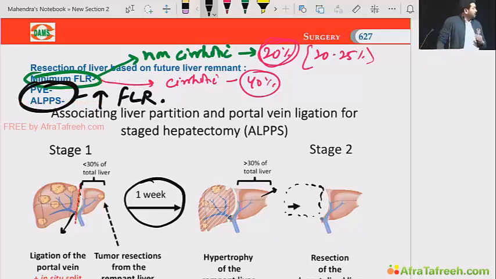If you do a portal vein embolization, you get the sufficient FLR in 3 to 4 weeks. In ALPPS, you get that in 1 week. So that is the main advantage. In ALPPS, you get the sufficient FLR in less time as compared to the portal vein embolization.